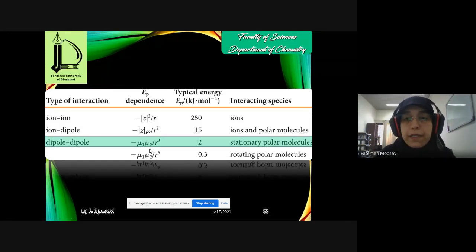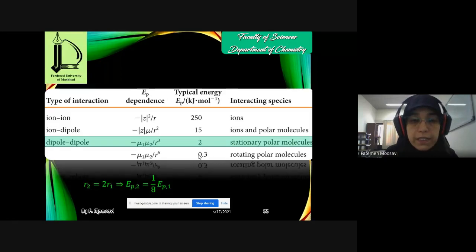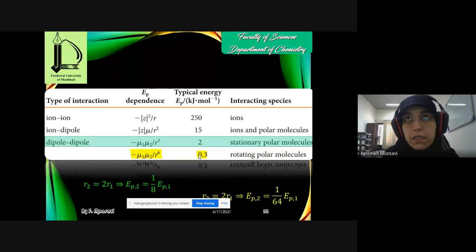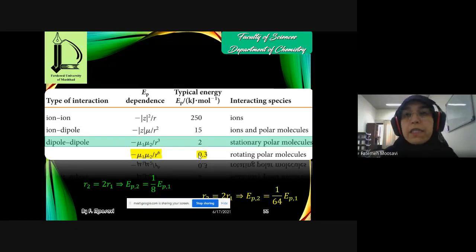As a result, we expect that the dipole-dipole interaction in stationary polar molecules is stronger than in rotating polar molecules. It means that by doubling the distance between the molecules, the energy decreases 8 times, 1/8, while in the case of rotating polar molecules, doubling the distance decreases the energy to 1/64. It means that dipole-dipole interaction between rotating molecules has a significant effect only when molecules are very close.